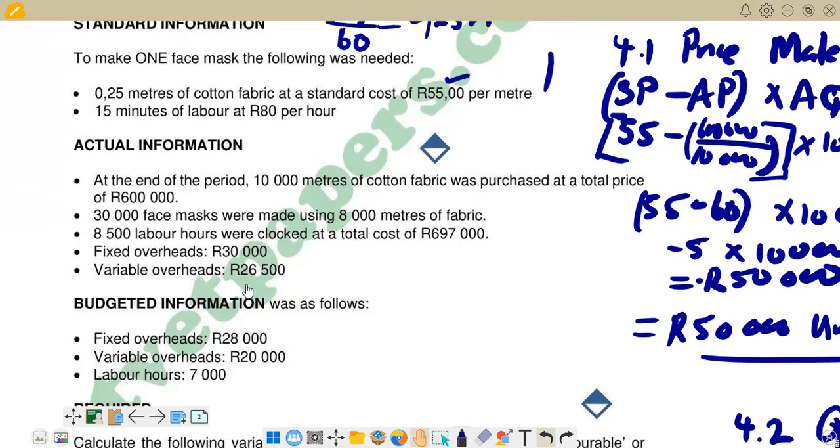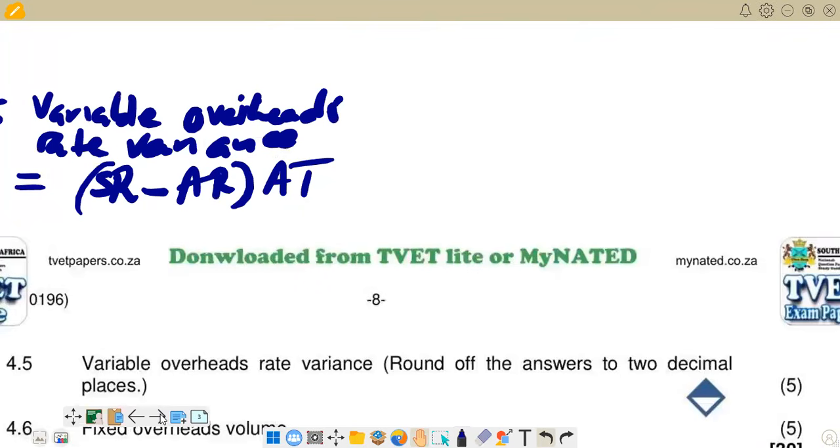Then for our actual rates, we come to the actual section. Our variable overheads under the actual information is 26,500, and the actual hours are 8,500. So to get the actual rate, we are going to say 26,500 divided by 8,500. So this is what we are going to summarize. And obviously, we also have the actual time, and we know that it's 8,500. So we're going to multiply again by 8,500. So we go back there and try to summarize that. On our standard rate, remember we said 20,000.